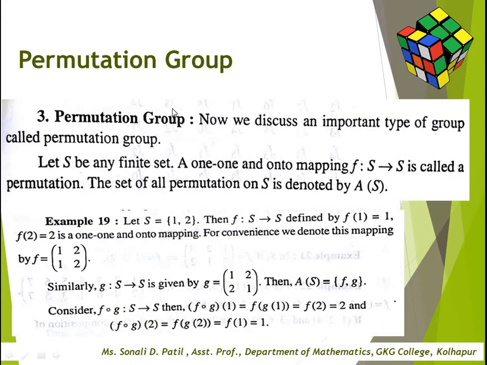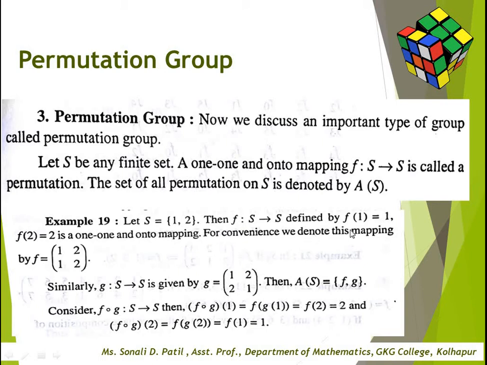Now next point is a permutation group. Now we discuss an important type of group called permutation group. Let S be any finite set. A 1-1 and onto mapping f from S to S is called a permutation. The set of all permutations on S is denoted by A(S). For example, let S is equal to the set {1, 2}, then f from S to S defined by f(1) is equal to 1, f(2) is equal to 2 is a 1-1 and onto mapping.